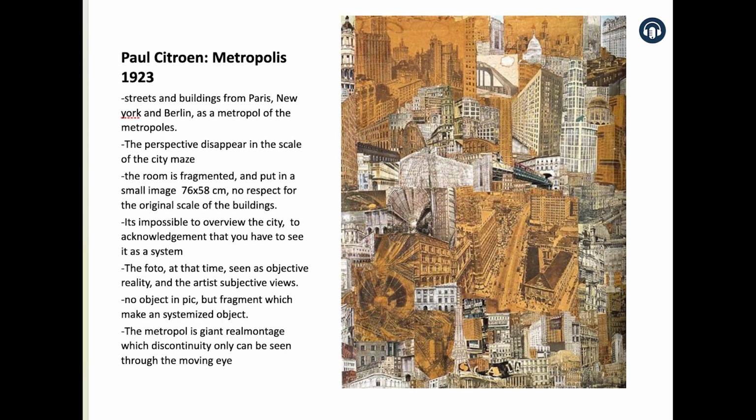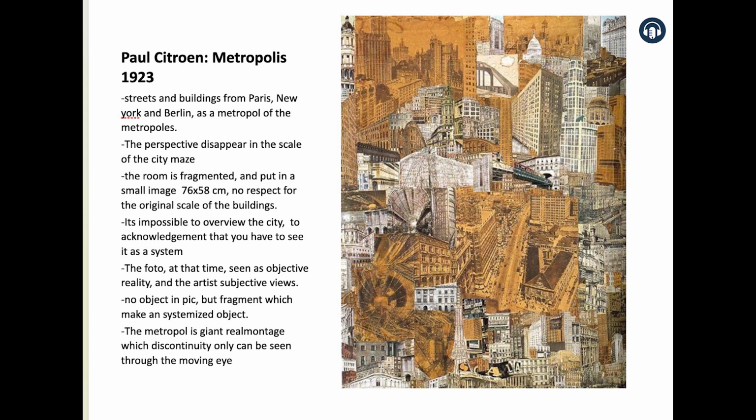And in this collage we have Paul Citroën's Metropolis from 1923. The streets and buildings in this collage are from Paris, New York, and Berlin, as a metropolis of the metropolises. The perspectives disappear in the scale of the city maze, like we have heard in one of the first slides about the man going through the city, and we explore the city not as a person looking at a picture, but as a person walking through the streets of the metropolis of the metropolises.